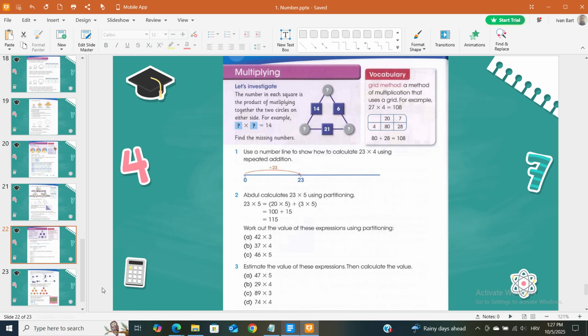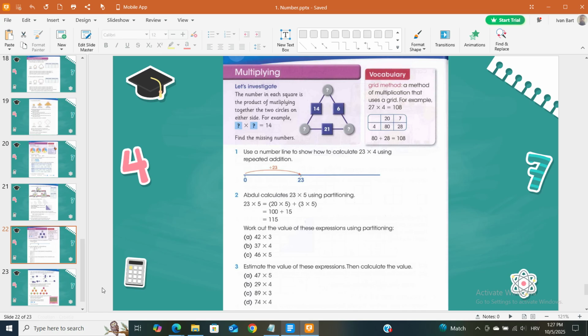Abdul calculates 23 by 5 using partitioning. 23 times 5 equals 20 times 5 plus 3 times 5, equals 100 plus 15, equals 115. Work out the value of these expressions using partitioning. (A) 42 by 3. (B) 37 by 4. (C) 46 by 5.